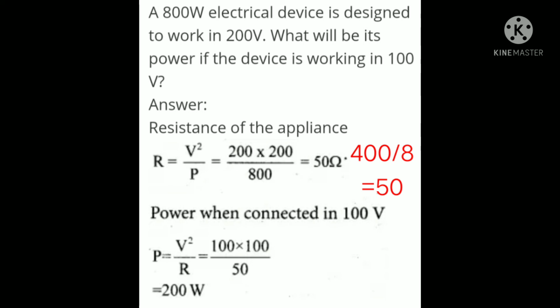That is the unit. Then power when connected in 100 volt. Then P is equal to V square by R. Substituting the values, 100 into 100 by 50. 100 is divided by 50. We got 2. So 2 into 100 is equal to 200. So power is equal to 200 watt. Watt is the unit of power. Do you understand the problems using power equations?